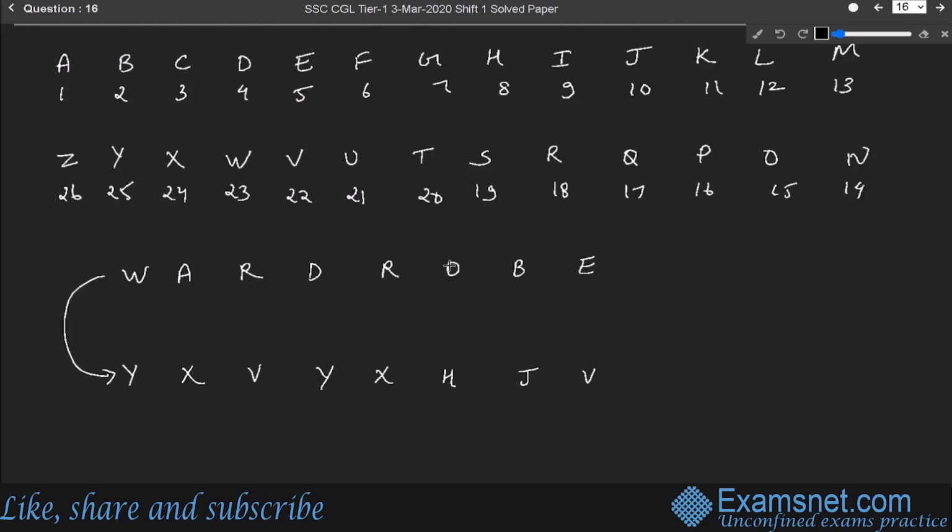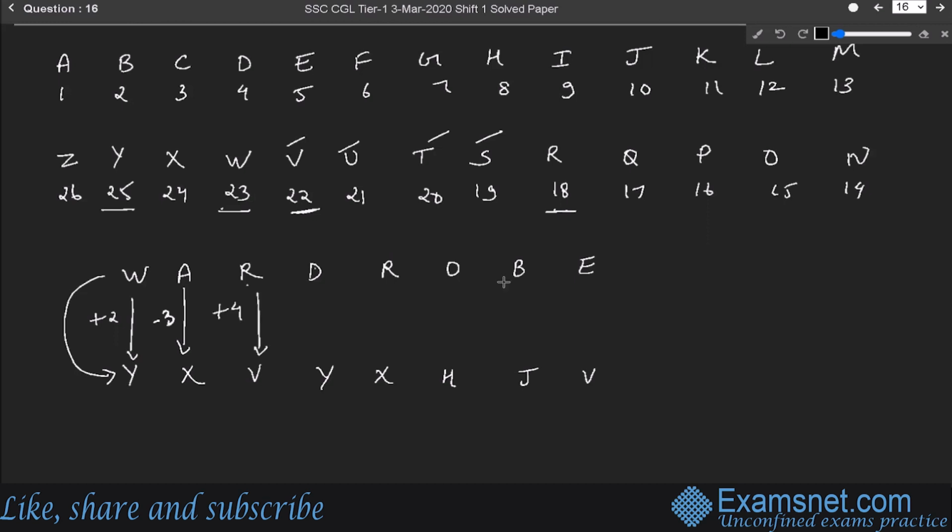So now we have to look for the concept or the pattern here. You can see that W is here and Y is here, so W plus 2 gives Y. Then for the next, A and X, A minus 3 will be X. When we subtract 3 alphabets from A, we get X. Then R and V. R is present here and V is present here, so R plus 4 will be V. 1, 2, 3, and 4. So R plus 4 gives V.